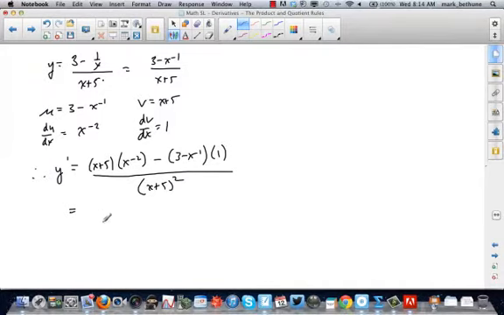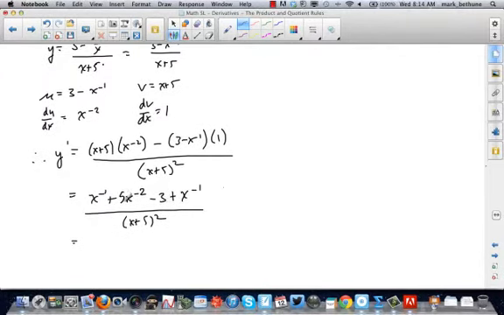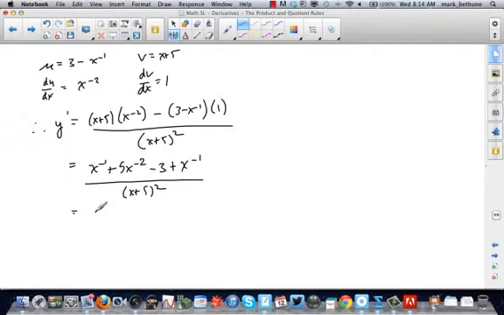So x times x to the negative 2 is x to the negative 1, plus 5x to the negative 2. And then over here we have minus 3 plus x to the negative 1, divided by x plus 5 squared. And then simplifying here, we have x to the negative 1 plus x to the negative 1 is 2x to the negative 1, plus 5x to the negative 2, minus 3, all over x plus 5 squared.